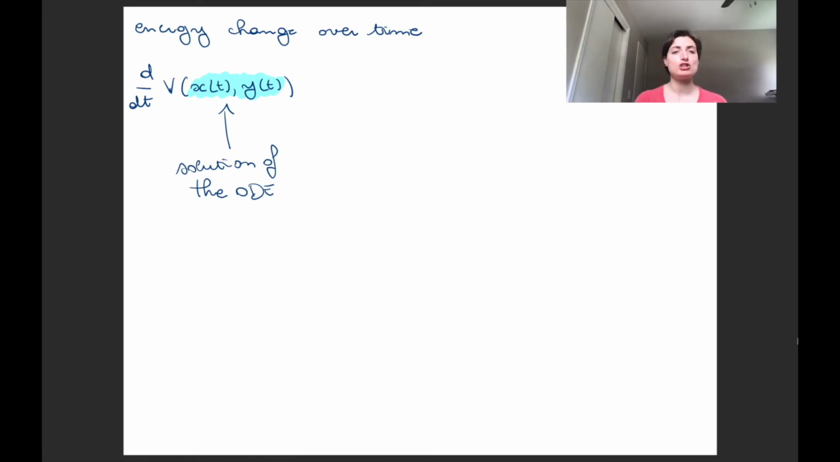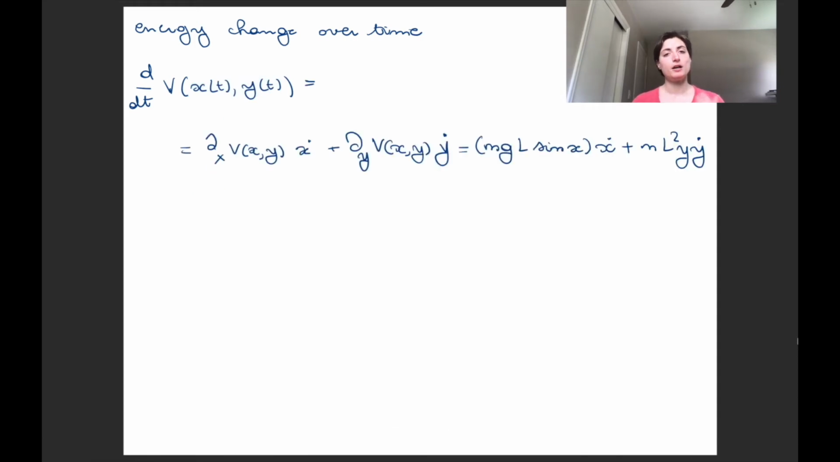We want to compute the energy change over time. But the energy depends on the position and the velocity. So what we're thinking about is the energy depending on x of t and y of t, where x of t and y of t are the solution of our ODE system. And we take the derivative with respect to time of V that depends on x of t and y of t. So this becomes the derivative of V with respect to x times the derivative of x with respect to t, plus the derivative of V with respect to y times the derivative of y with respect to t.